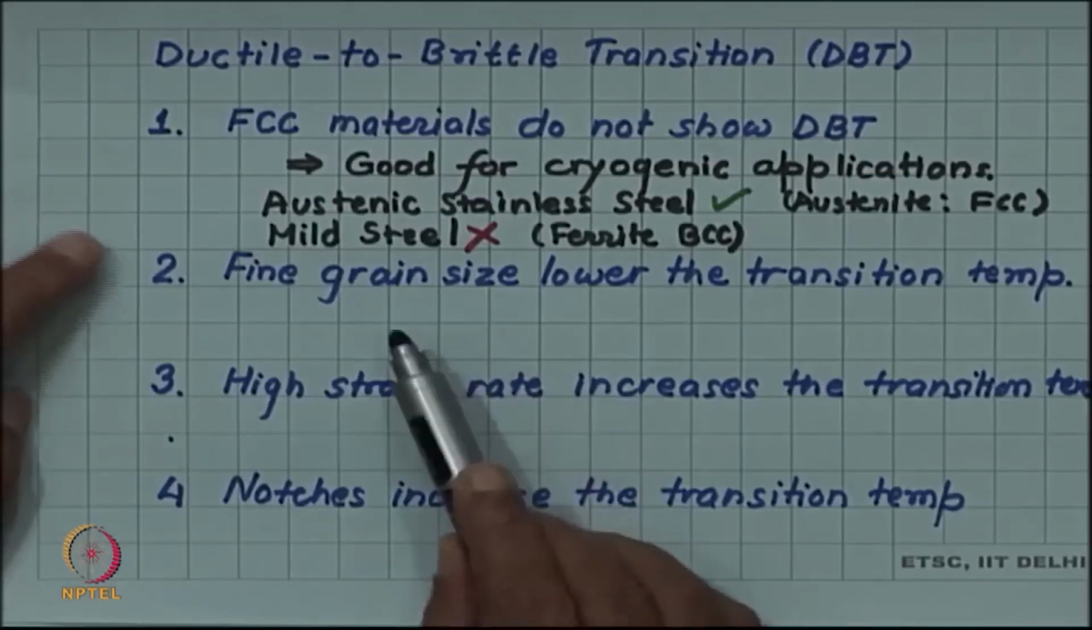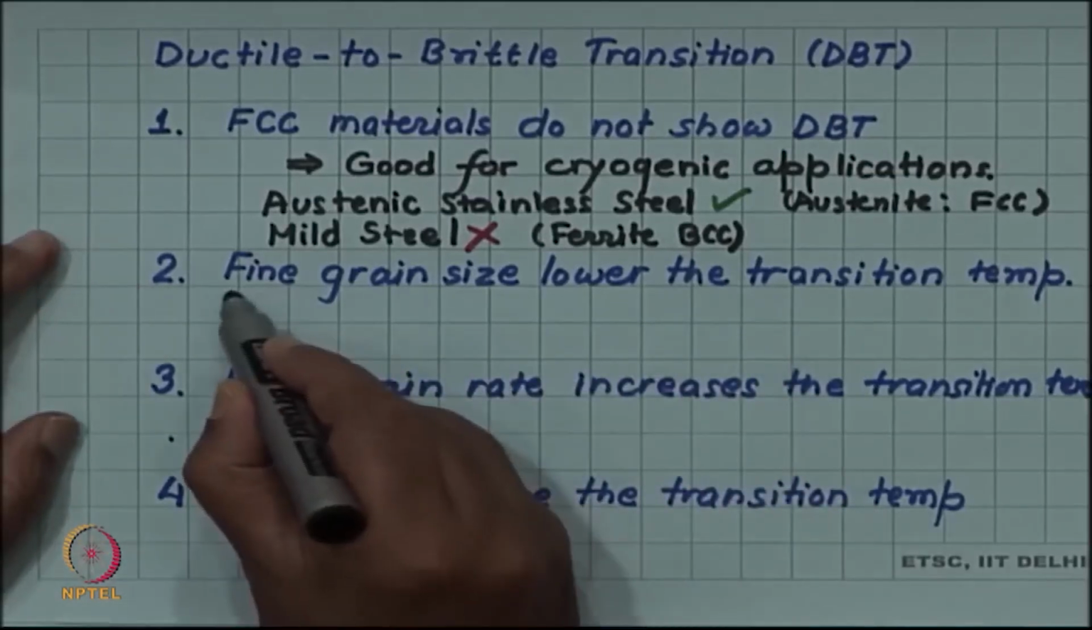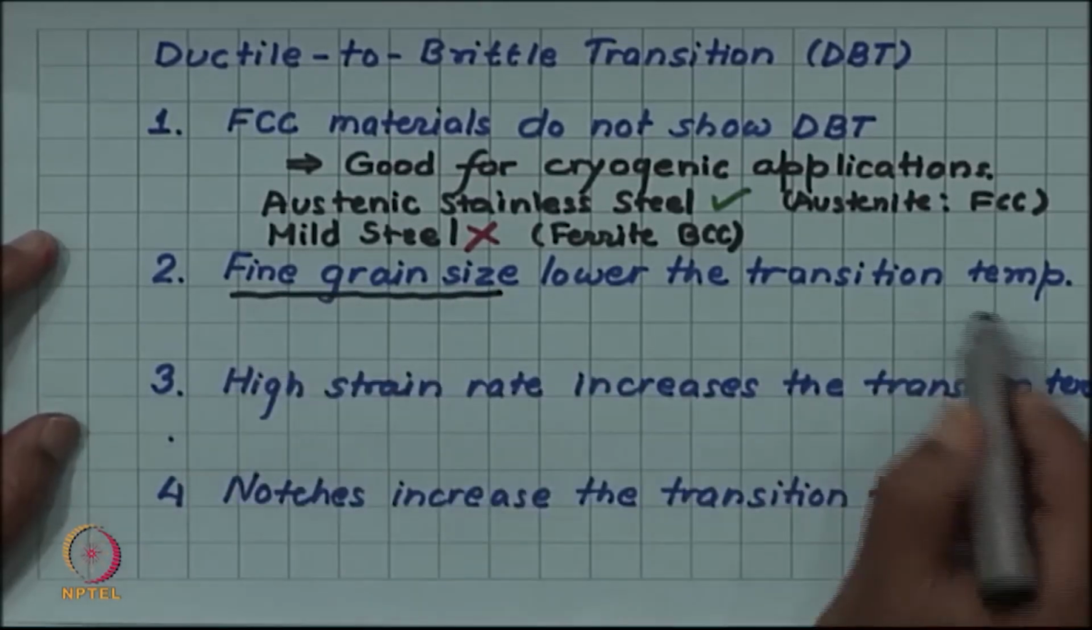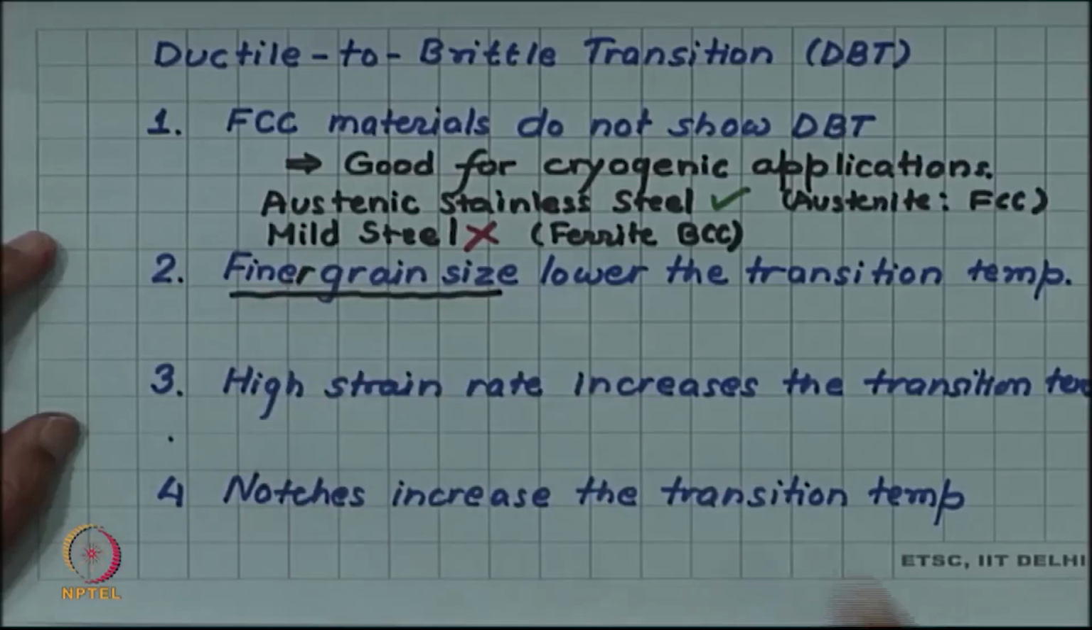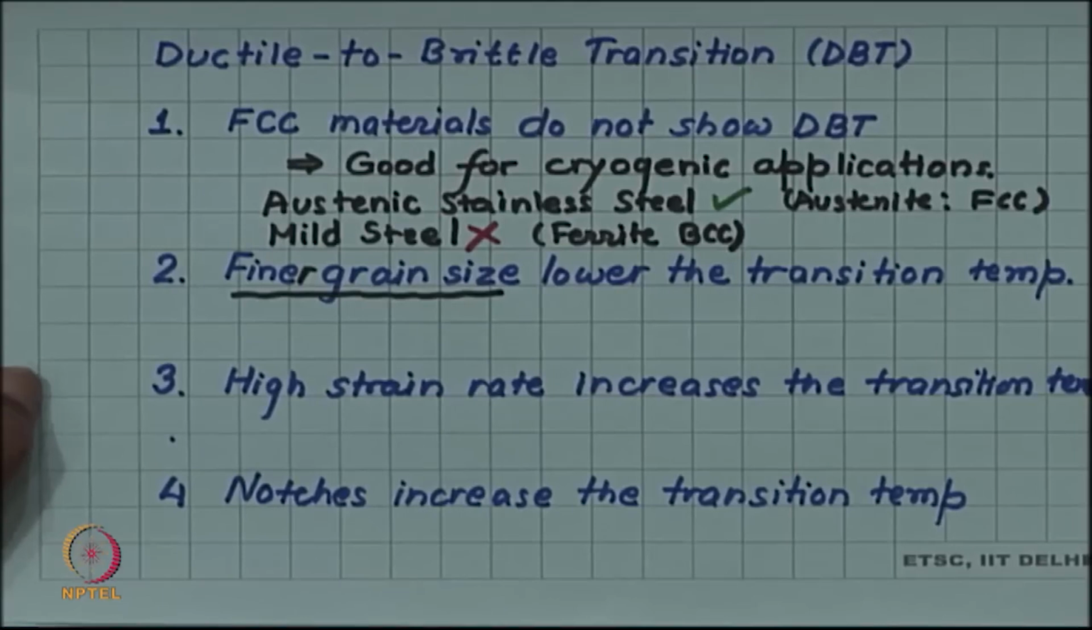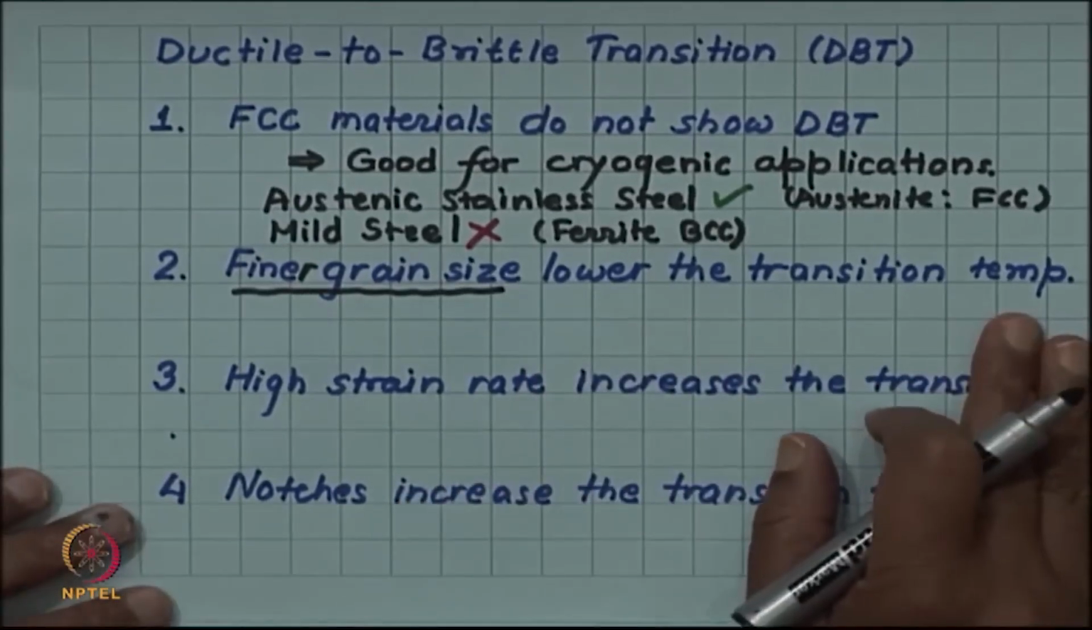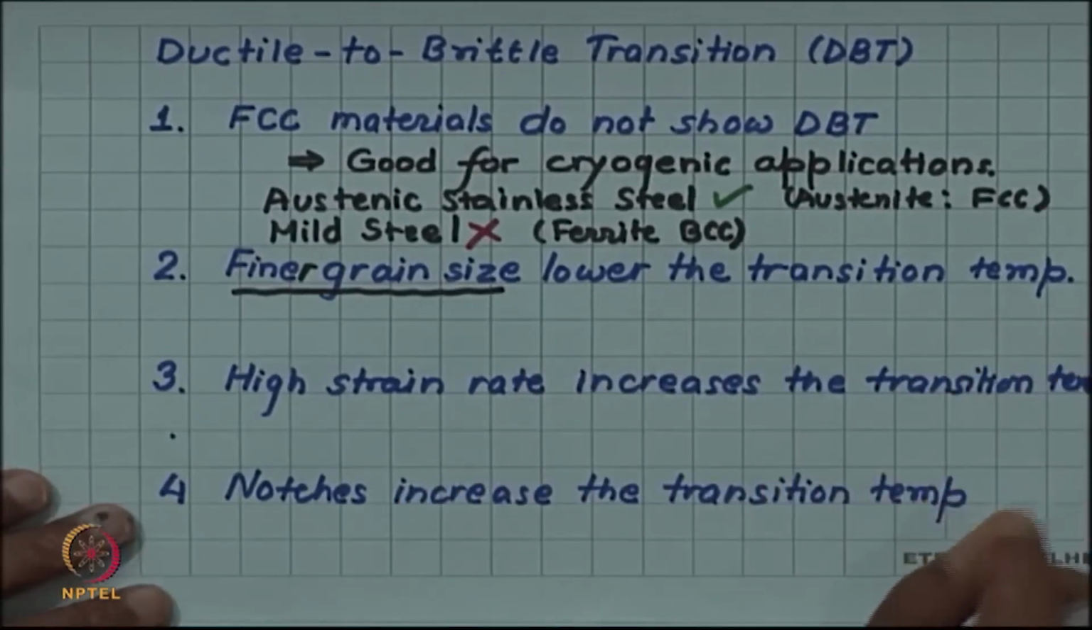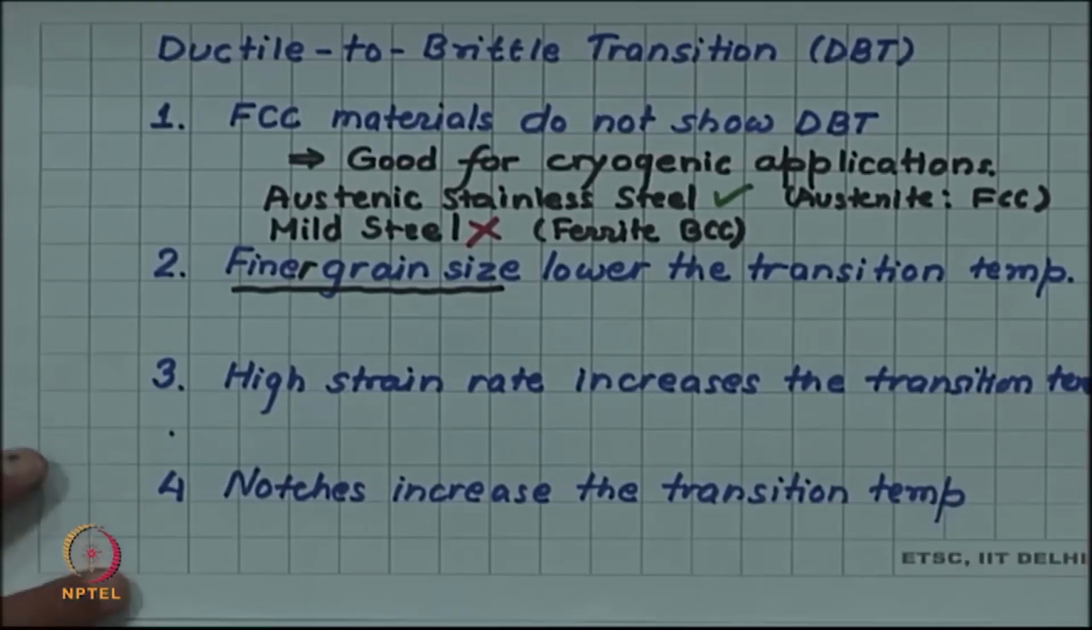Another factor in ductile to brittle transition is the grain size. The finer the grain size, the lower is the transition temperature. So, the DBT temperature is lowered if you have fine grain size. This is good news, because this means that it is increasing the domain of the ductile region, and for engineering application ductility is required. As engineers, we wish to avoid brittle materials as far as possible. So, finer grain size lowers the transition temperature. So, material with fine grain size is a good thing from the ductile to brittle transition point of view.